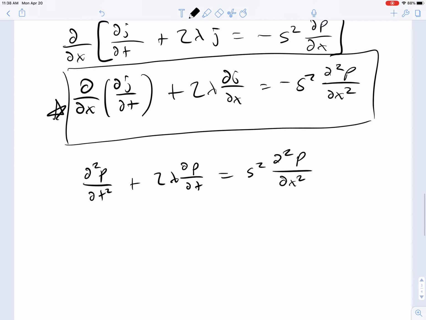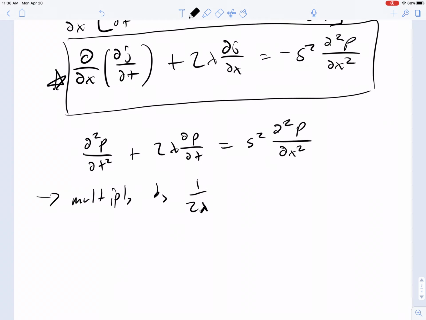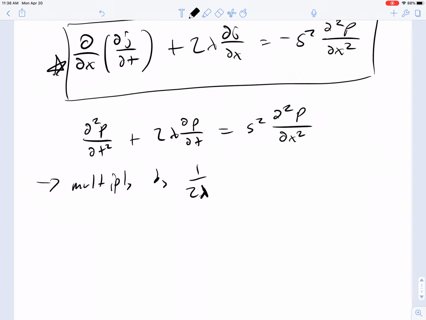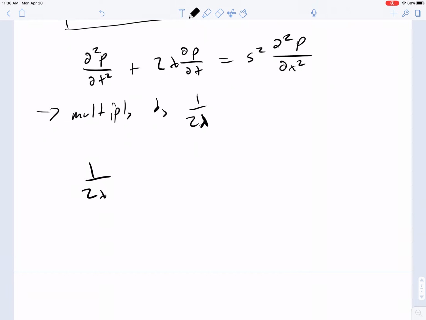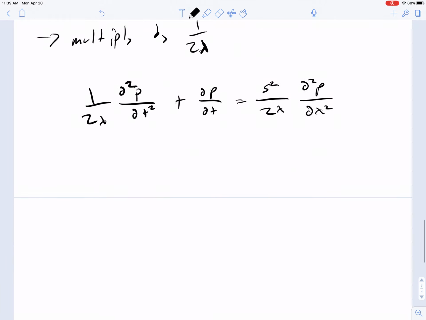Now, we multiply by 1 over 2 lambda. This is where things get really interesting. We have to have a condition on that, but we'll do this operation in steps. So we're going to have 1 over 2 lambda del squared p over del time squared, plus del p del t, equals s squared over 2 lambda del squared p over del x squared.